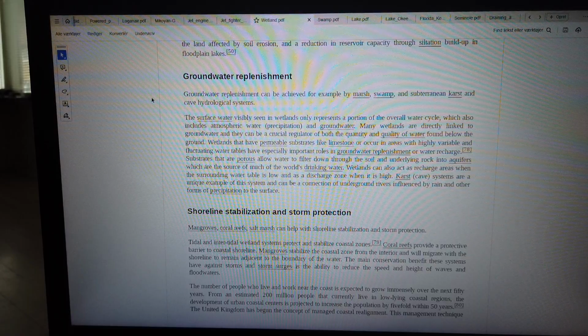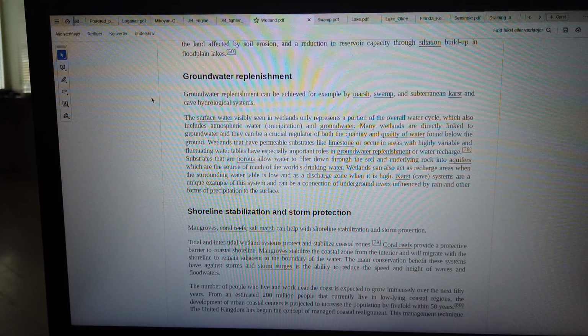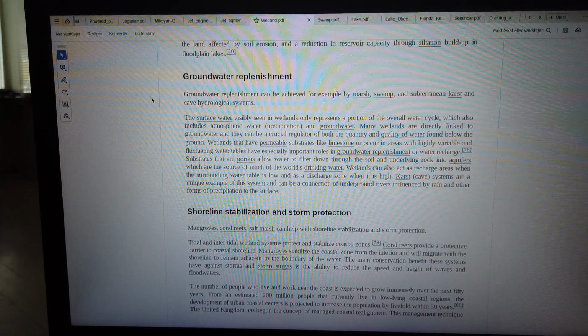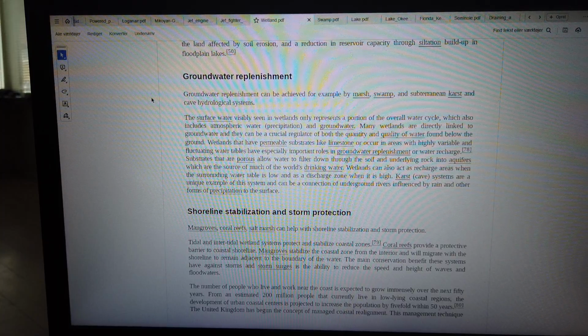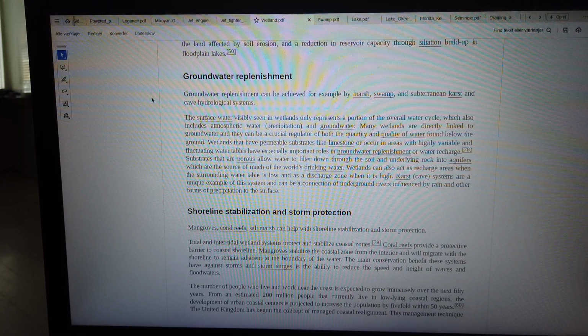Some of these events include the loss of riparian vegetation, a 30% loss of the vegetation cover throughout the river's basin, a doubling of the percentage of land affected by soil erosion, and a reduction in reservoir capacity through siltation build-up in floodplain lakes.